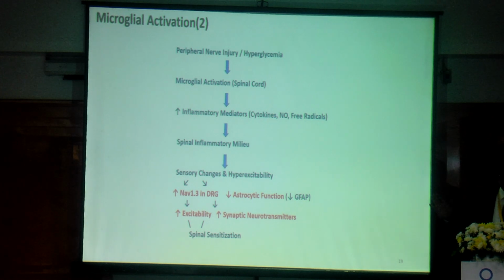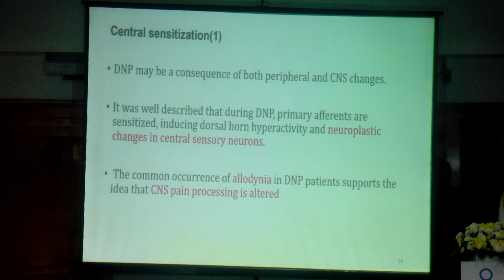Peripheral nerve injury due to hyperglycemia causes microglial activation in the spinal cord, and there are increased inflammatory mediators, a spinal inflammatory milieu, and sensory changes and hyperexcitability that is seen with all the sodium and potassium channels, which I have shown you already. Thereby, you can see decreased astrocytic function, increased excitability, and increased synaptic neurotransmitters that cause spinal sensitization. So this is another mechanism, central sensitization.